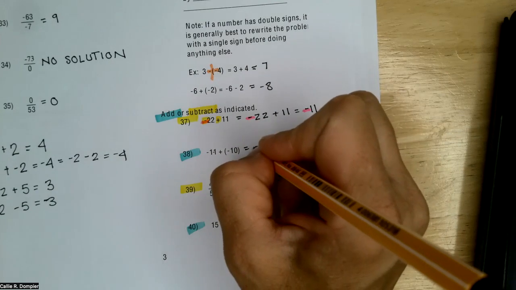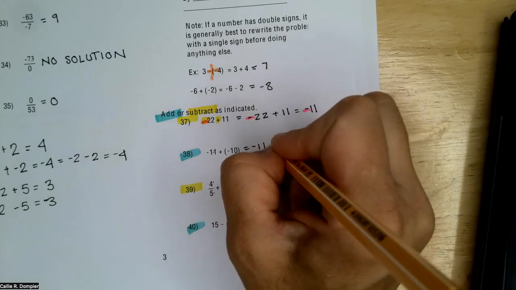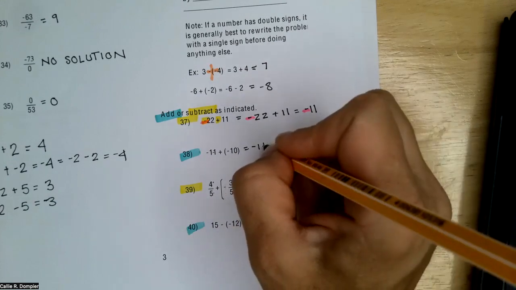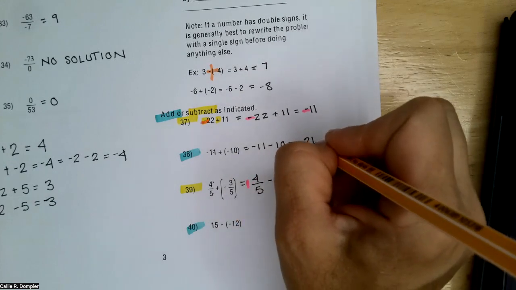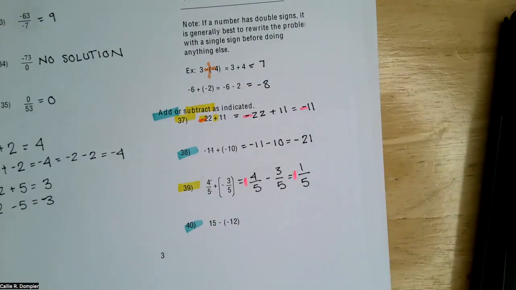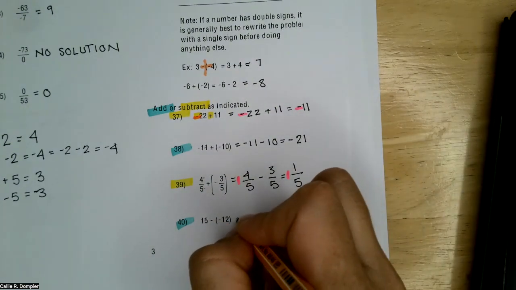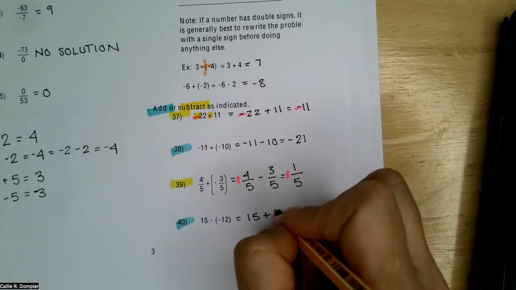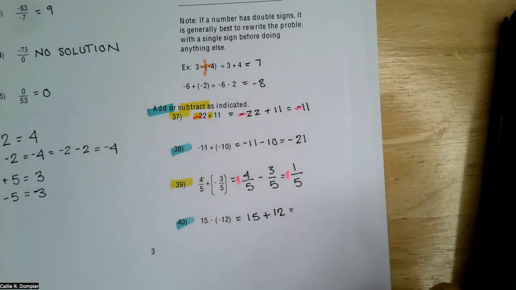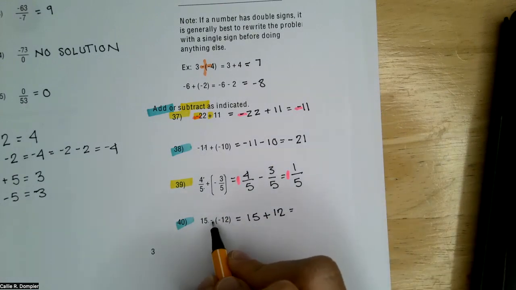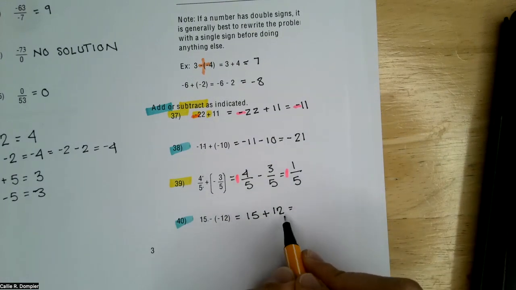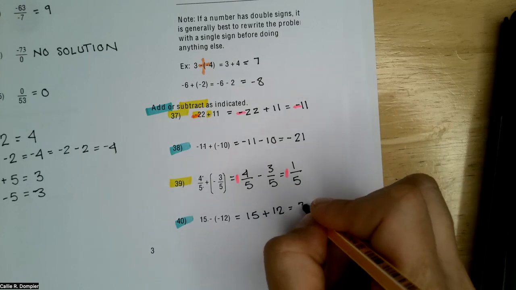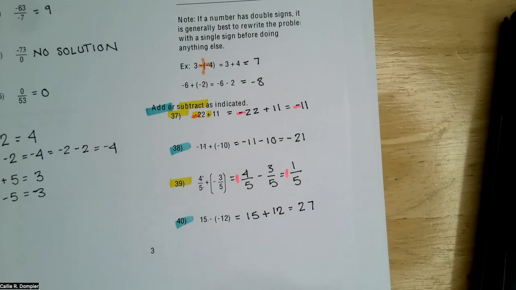These other two, we're going to add them because they are the same sign. So we have a negative 11 plus a negative 10 becomes negative 11 minus 10. We're combining them. 11 and 10 is 21, and then they're both negative, so it's a negative 21. 15 minus negative 12. When you have two minuses, we turn them into addition. 15 minus a negative 12 becomes a positive 12. 15 and 12, they're the same sign, so we just combine them. 15 and 12 is 27. They're both positive, so the answer is positive.